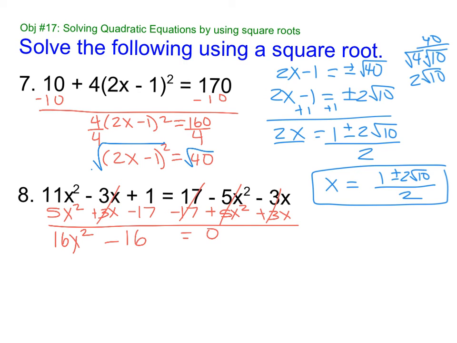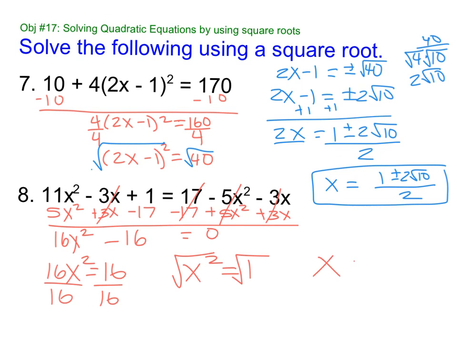Now we're going to solve. How do I solve that? Add 16 to both sides. Divide. So x squared equals 1. How do you solve x squared equals 1? Square root. x equals 1? Nope, don't forget. What do we not want to forget? Plus or minus root 1. And that's it, we're done.